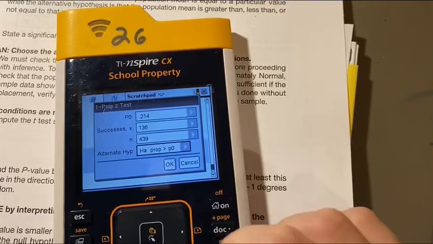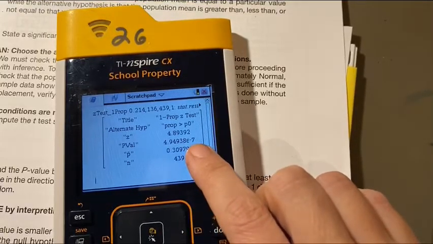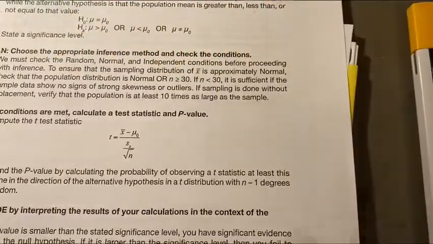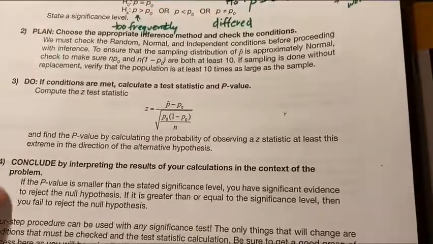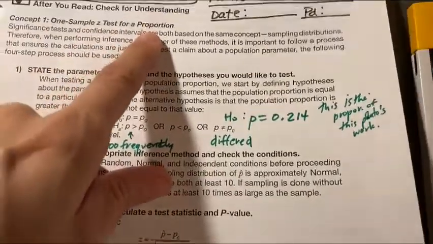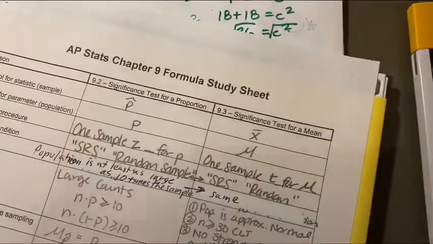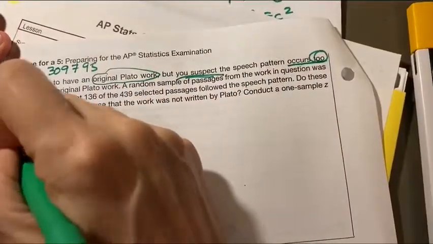Okay, so we hit enter, and notice we get a really crazy low p-value. That means we're walking through door number 1. They give us kind of a layout. We should be able to state, plan, do, and conclude when we're doing a one sample z-test for proportion. They don't give us a lot of room here, but let's prepare to do all the steps.